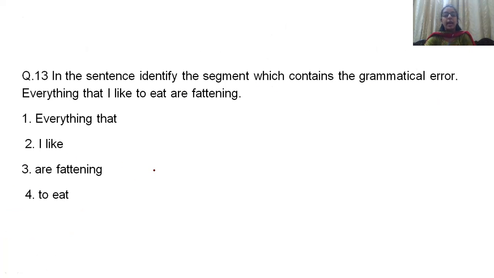Question number 13. In the sentence, identify the segment which contains the grammatical error. Again, error spotting type of question it is. Everything that I like to eat are fattening. Now, everything means you're talking about a single thing. It's a subject verb agreement error. Everything constitutes a singular subject. Everything is overall one unit. So are fattening is wrong over here, it is an error. Instead of this, it should be is fattening.